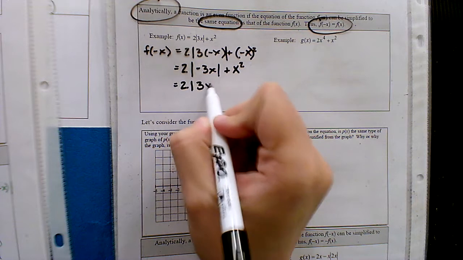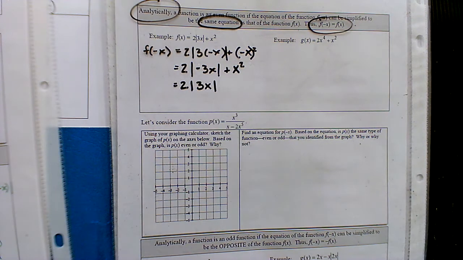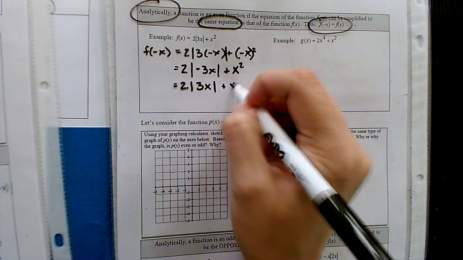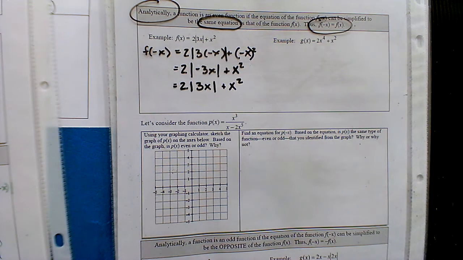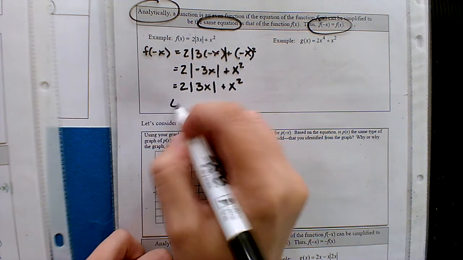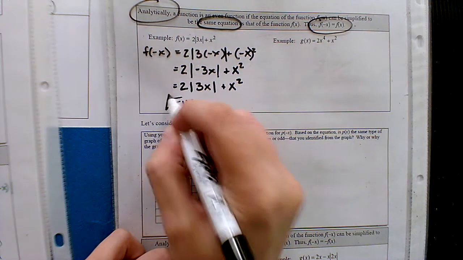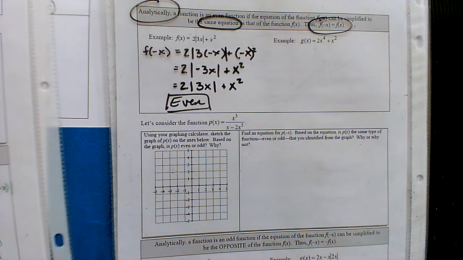You can keep the absolute values there if you want to, because a negative inside the absolute value can change to that positive. So we have to ask ourselves, when we plug in negative x and we simplify, do we get the same equation that we started with? Yes. Okay, so we now know that this equation or function is even.